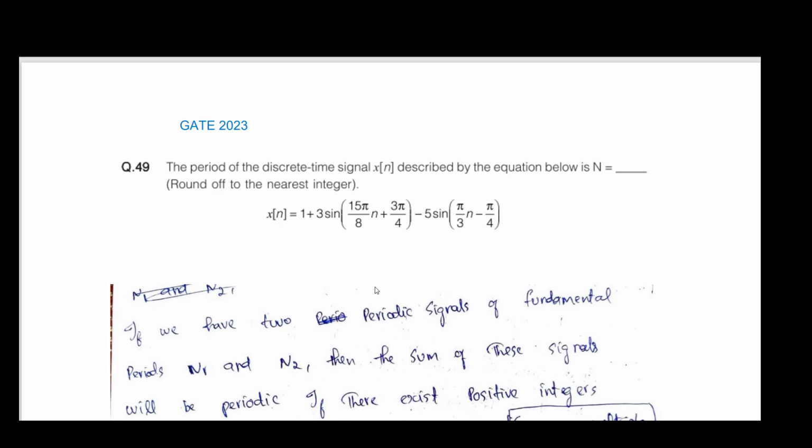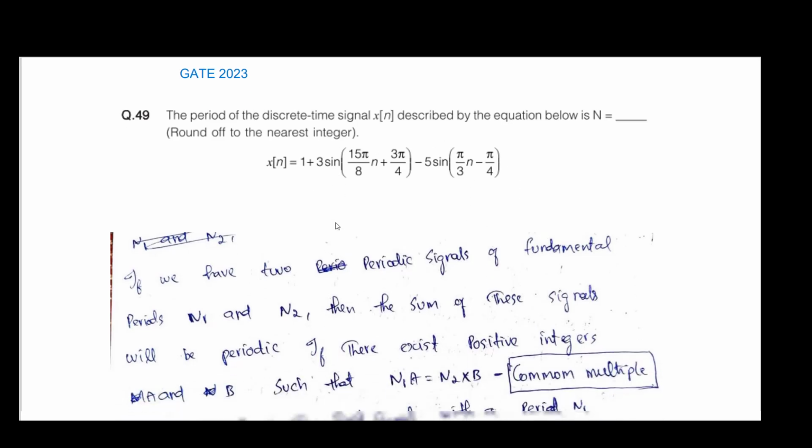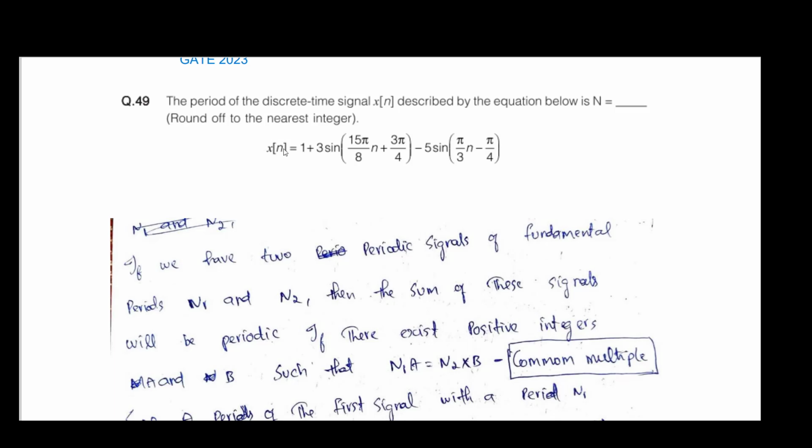Hello everyone. In this video, we will discuss the solution for question number 49 that was asked in D2023. The question is to find the period of this discrete signal x of n, which is a combination of these three signals. There is a DC signal and two sinusoidal signals. So we have to find the period of the signal, and this question is from the topic of discrete digital signal processing.